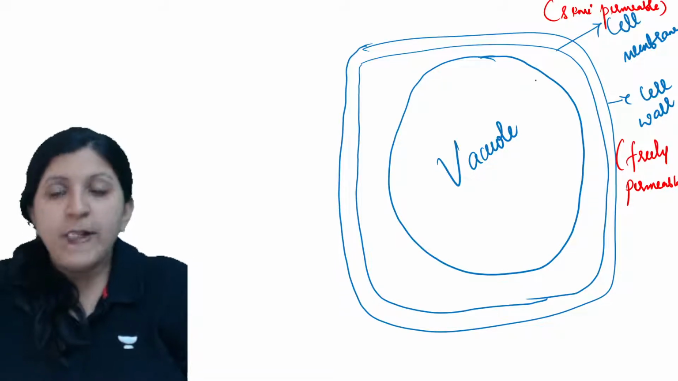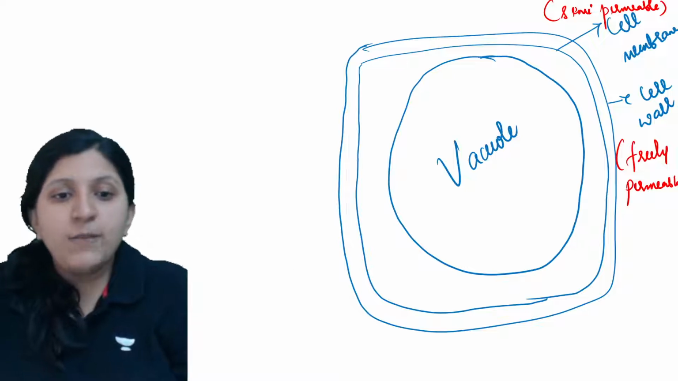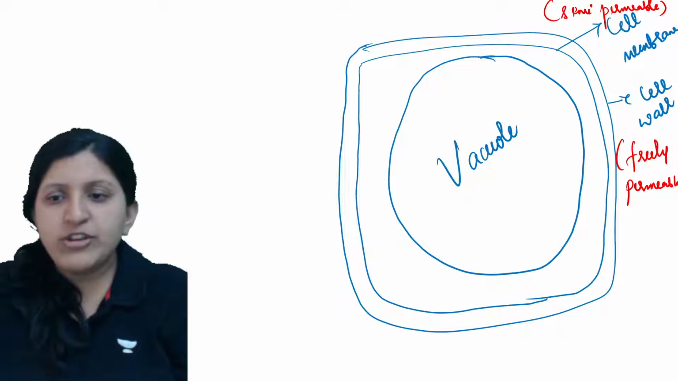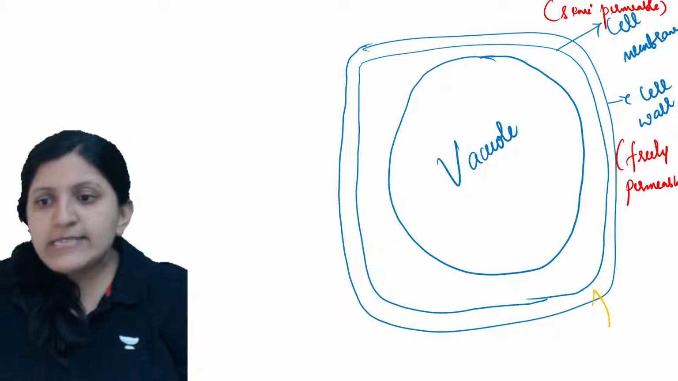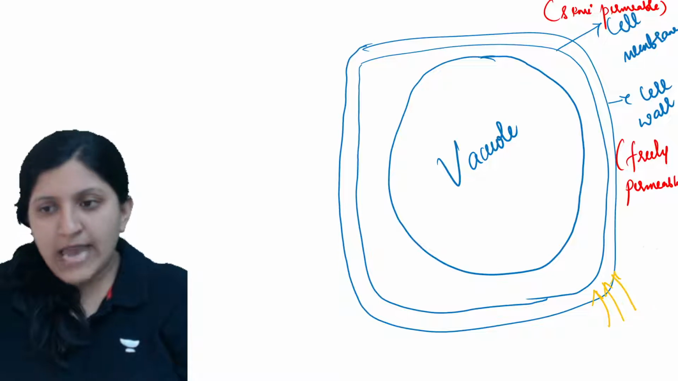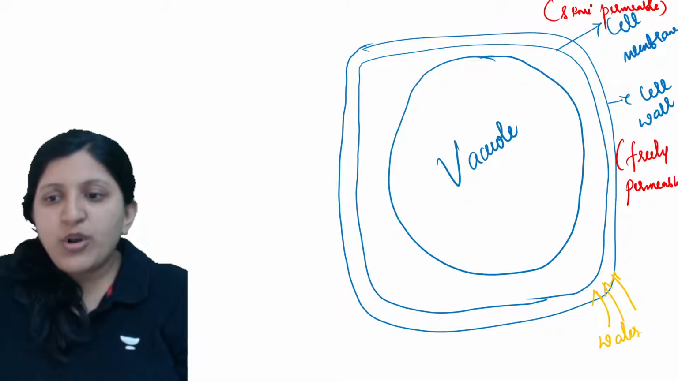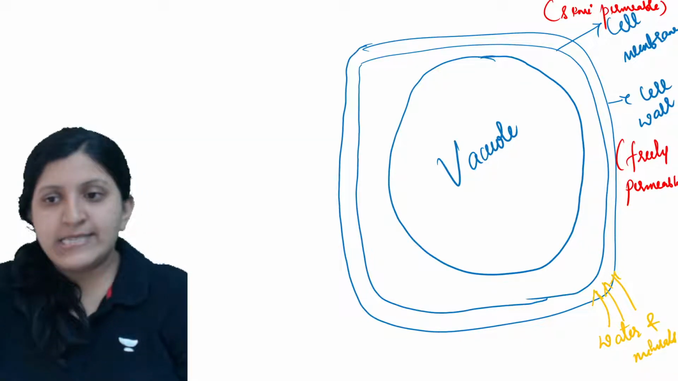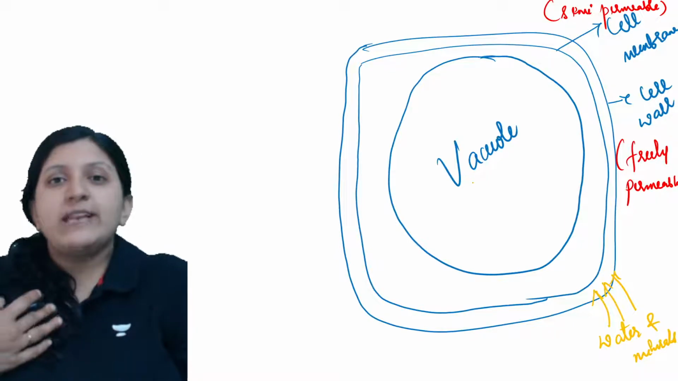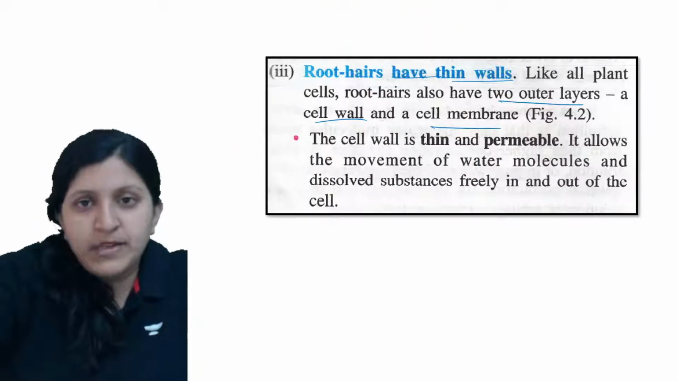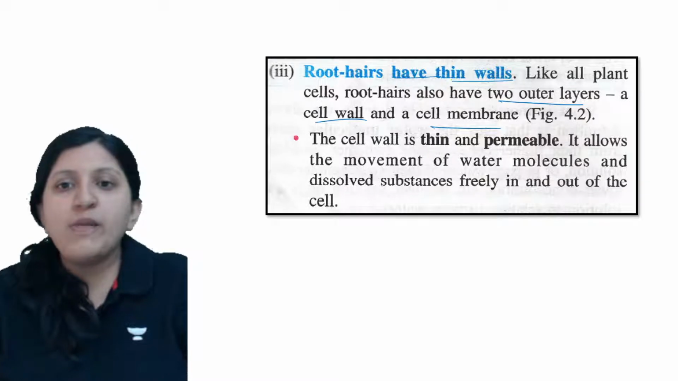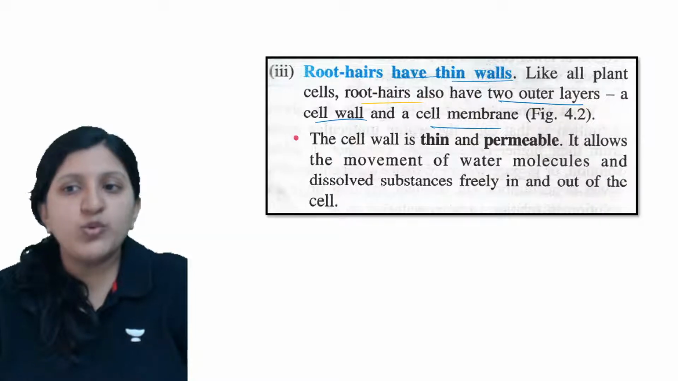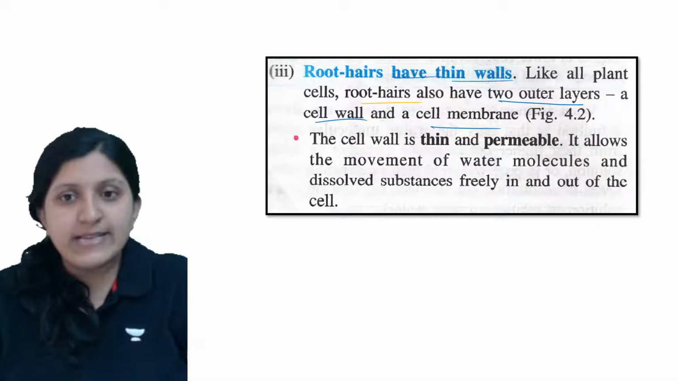That means easy movement of water and minerals can occur here. Both water and minerals are allowed to move inside easily. And since the wall is thin, the passage of water or minerals gets easier. So like all plant cells, root hair also has two outer layers: there is a cell wall, and there is a cell membrane.